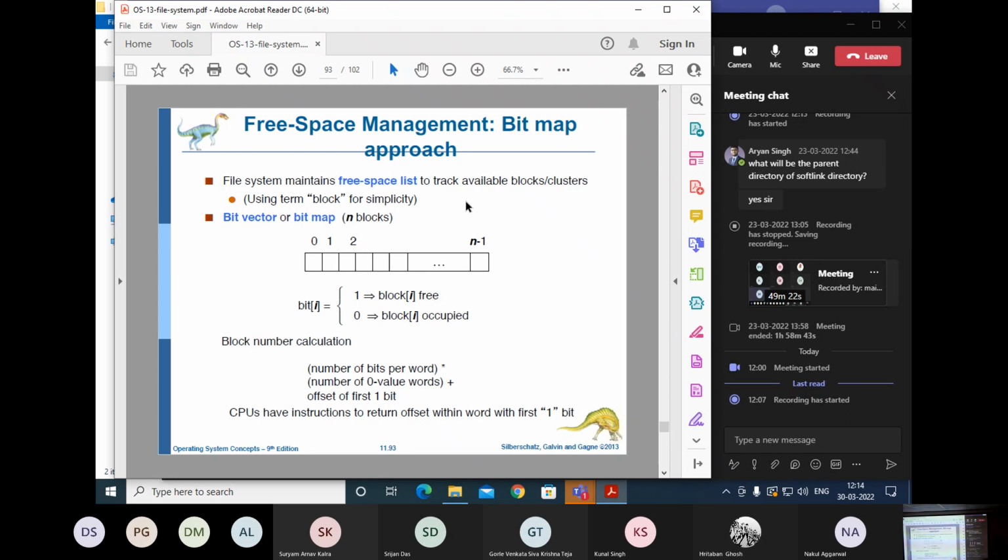So how do people find the first free block? Well, very simple. Essentially, you take words, like 32-bit chunks in this bitmap array, and check whether there is a 1 or not. If a special value is returned, then there is no 1, all 0. You move to the next word, move to the next word.